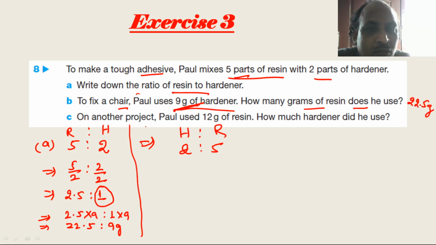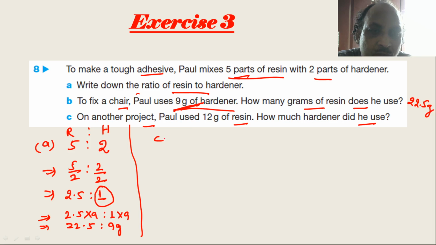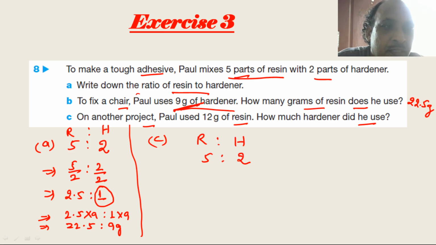Next, on another project, Paul uses 12 gram of resin. How much hardener did he use? Okay, so that's why I have reversed it. H is to R, or you can utilize the same 5 is to 2. The problem is not there, no need to reverse. Even you can write resin is to hardener as 5 is to 2. Now, as we need to find out hardener, we need to find hardener.